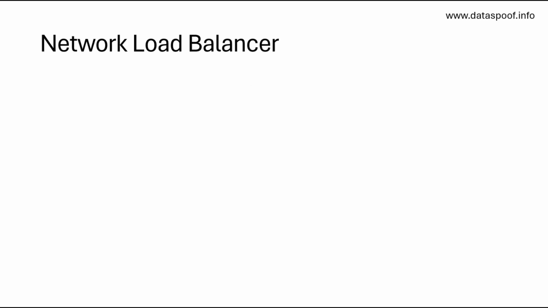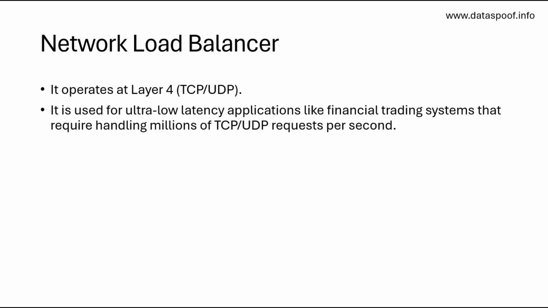Next, we have network load balancer. It works at layer 4 of the OSI model, which is TCP and UDP. It is used when you are handling low latency applications like a financial trading system, where you are required to handle millions of TCP UDP requests per second.